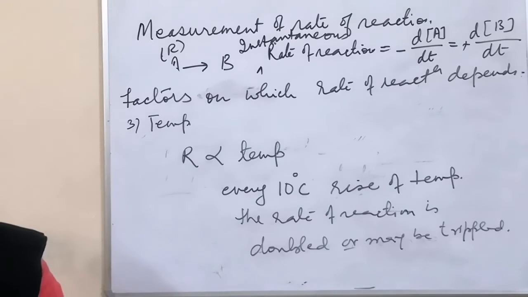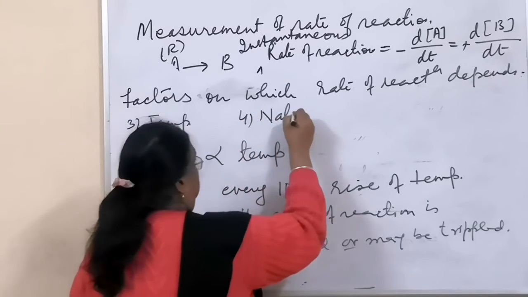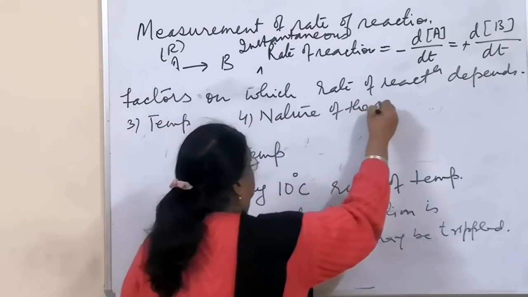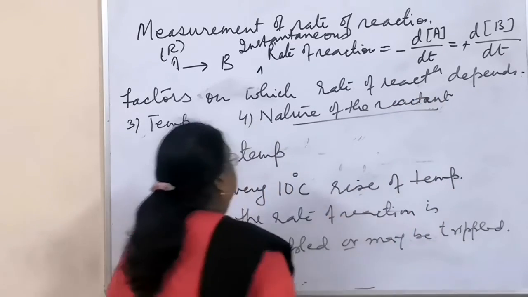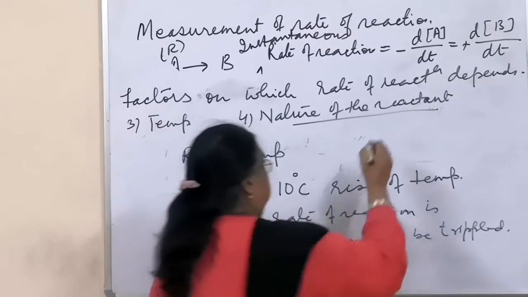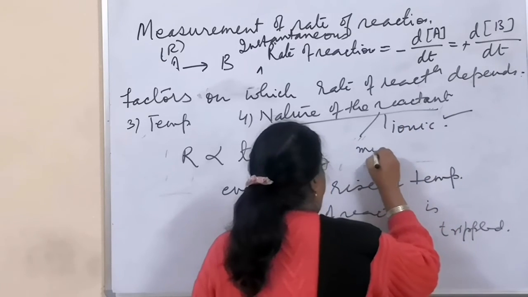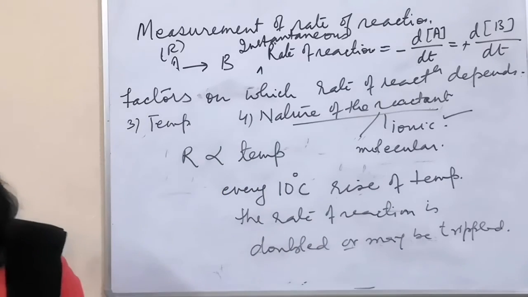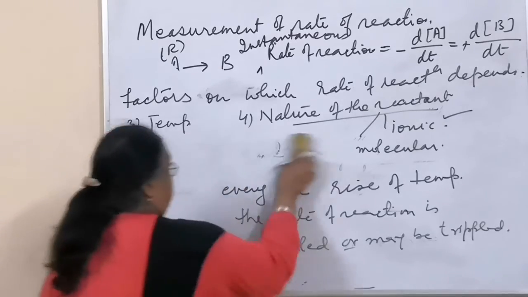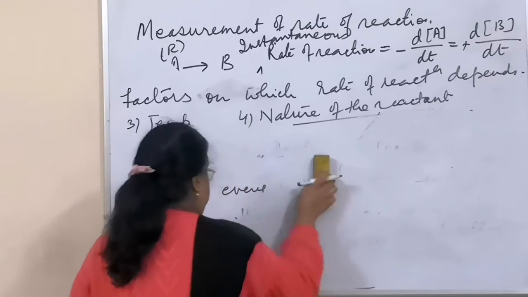Then the fourth factor is the nature of the reactant. The reactant is ionic or molecular. If the reactant is ionic, the reaction will be faster. If the reactant is molecular, the reaction will be slow. Then the effect of catalyst. In the catalyst chapter we have done this, but again I show you.